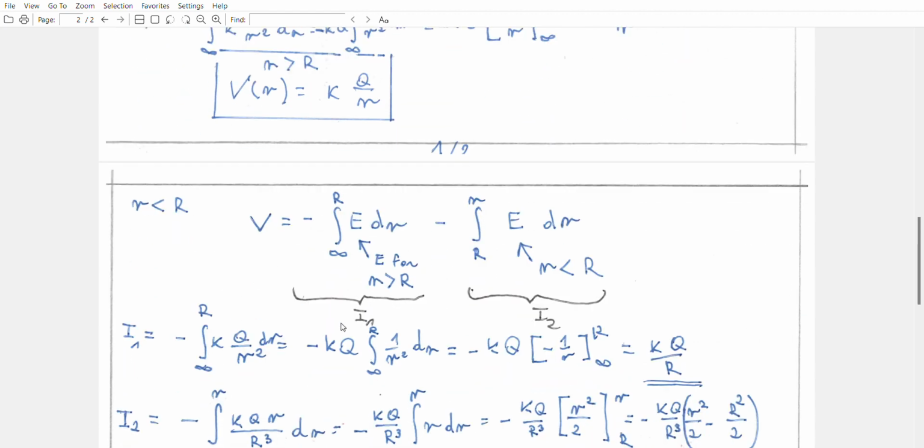But trickier is r smaller than R. In this case, first you acquire the work, let's say, and then per unit charge from electric potential energy to the potential.